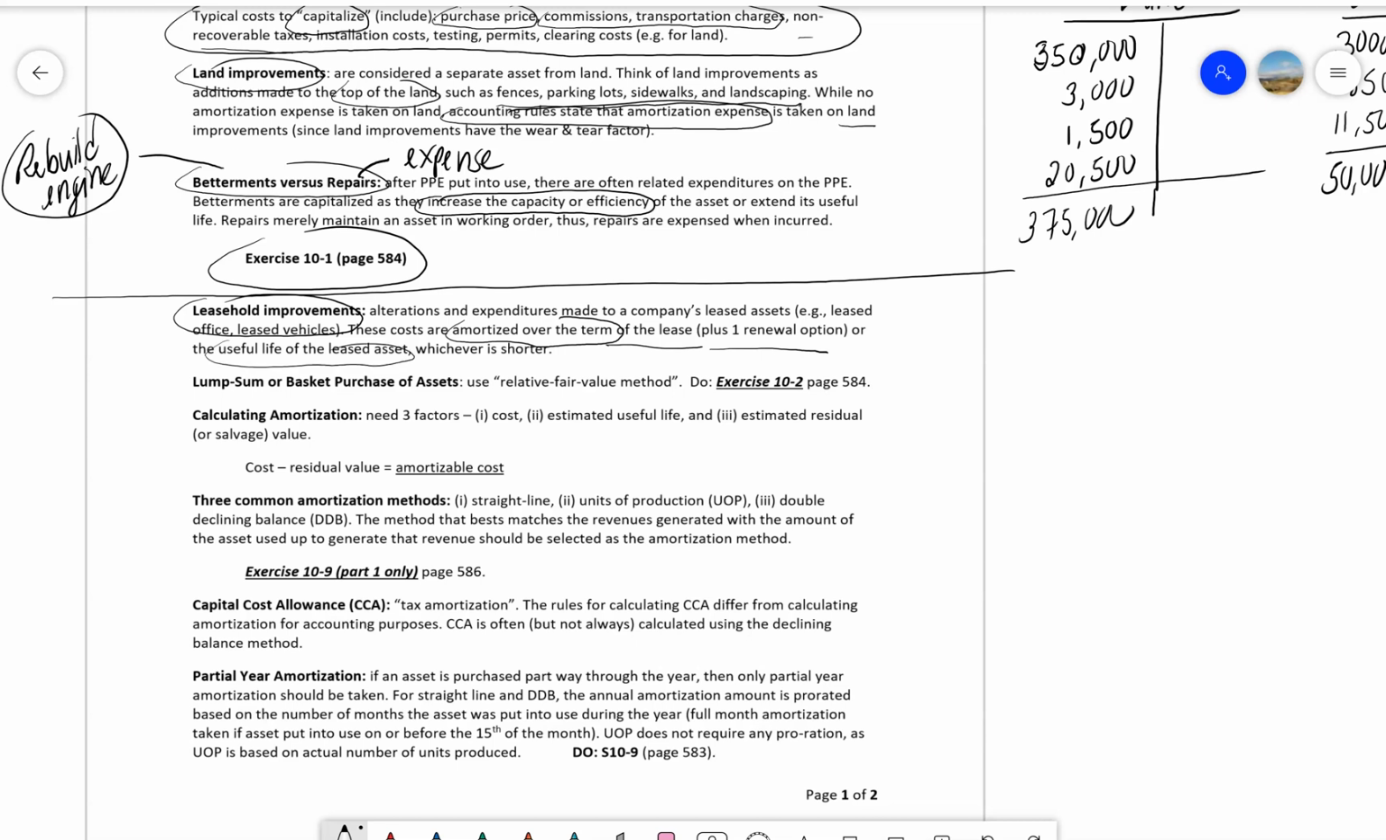Now, this is introduced in this course, and you'll learn more about leasehold improvements in an advanced accounting class. So just for this course, just sort of know what a leasehold improvement is and understand the rules that are involved, but we're not going to get into any complex calculations with respect to leasehold improvements. Just know that these are amounts that are incurred on leased assets, and you do take amortization expense on them, and the amortization is calculated over the shorter of the lease term plus one renewal option, or the useful life of the leased asset.